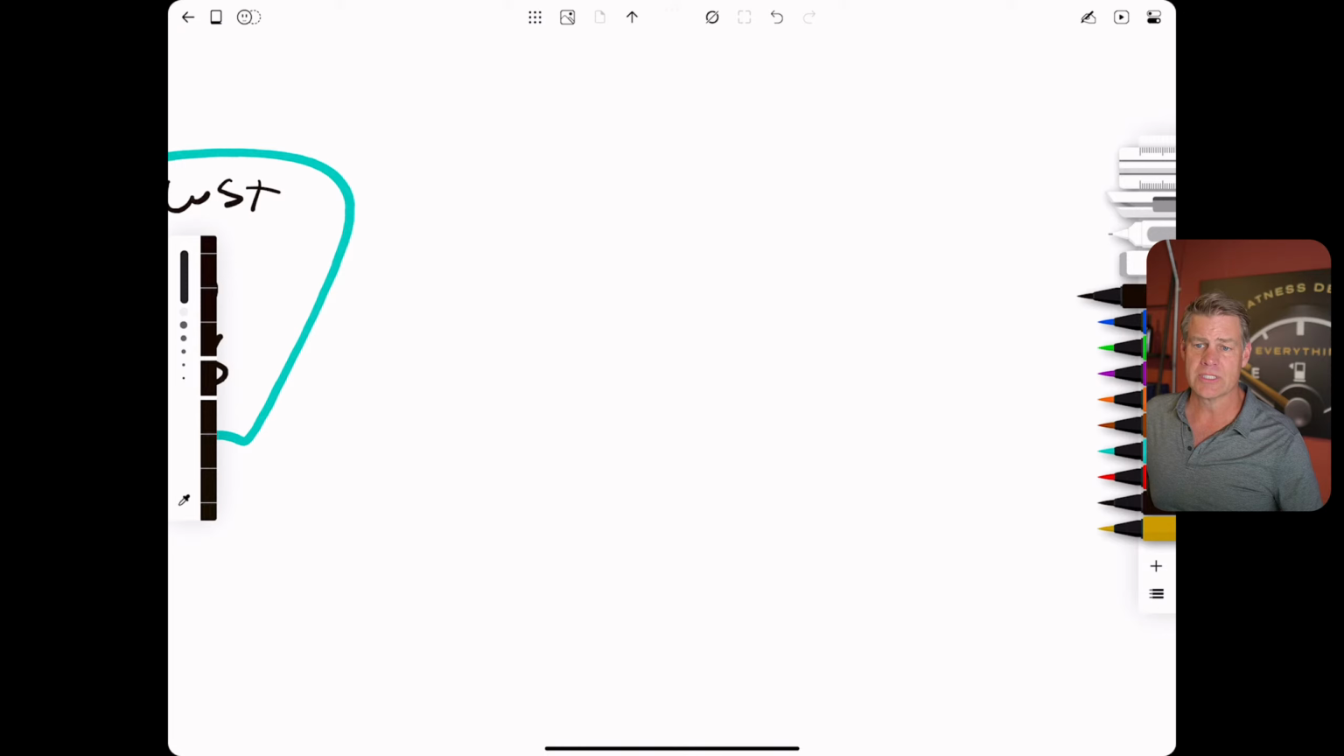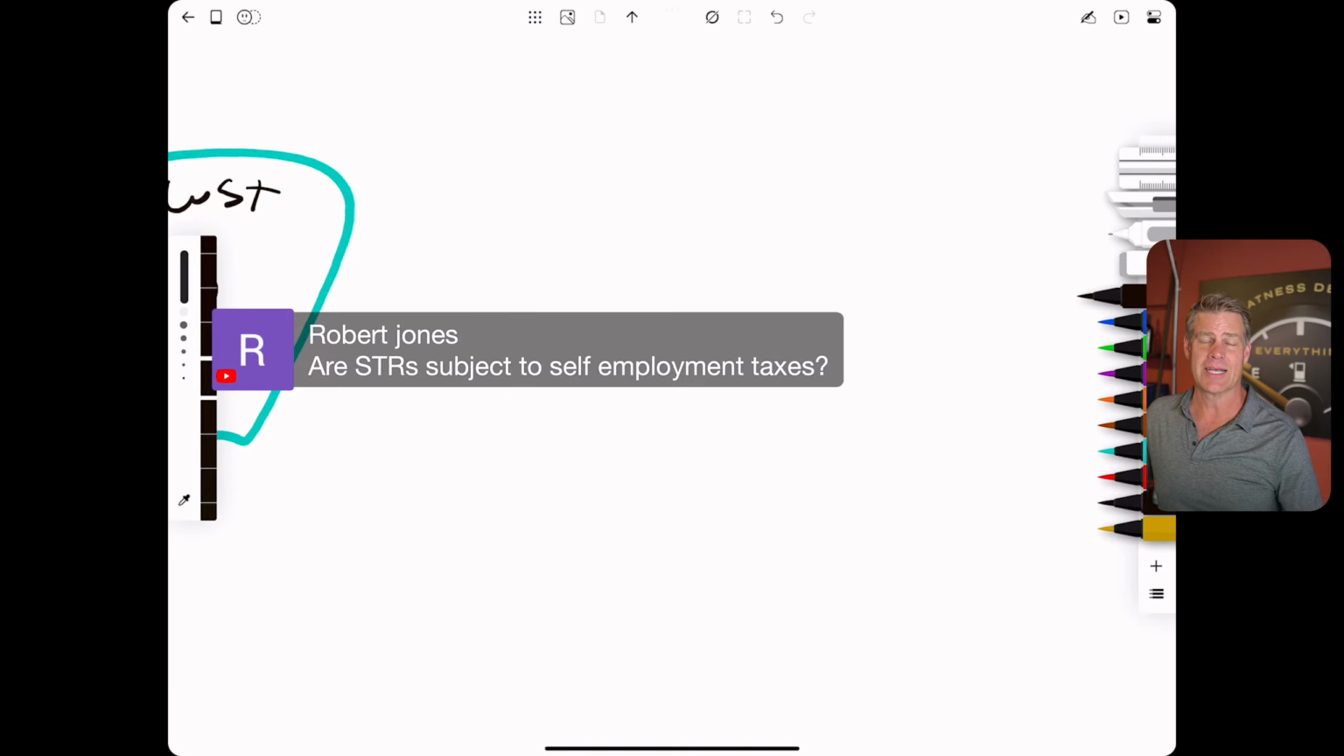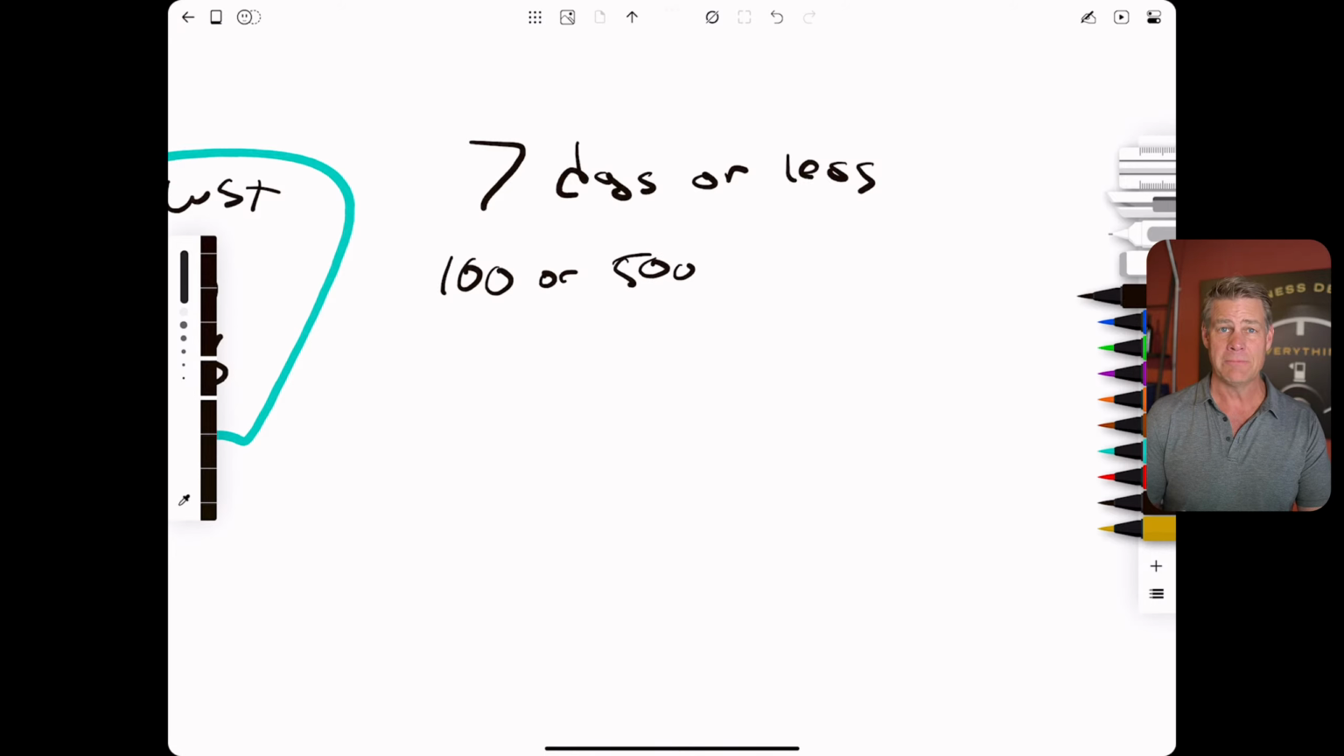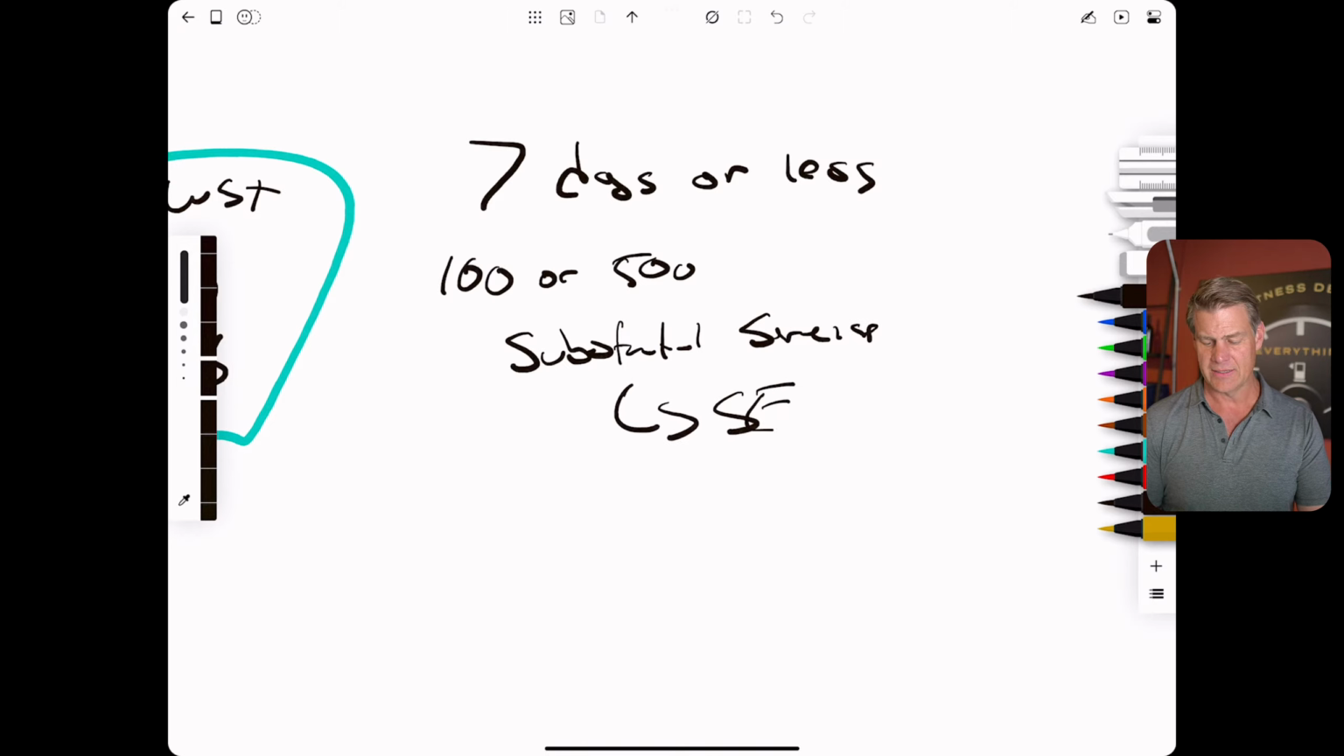Are short-term rentals subject to self-employment tax? Robert, what a question to ask. Here's the answer you never want to hear from an attorney: it depends. So it can be. Where does it come up? If your rental period qualifies at 7 days or less, and you've got the 100 or 500 hours involved in that property, and you provide substantial services, then you can get hit with SE tax on that deal.